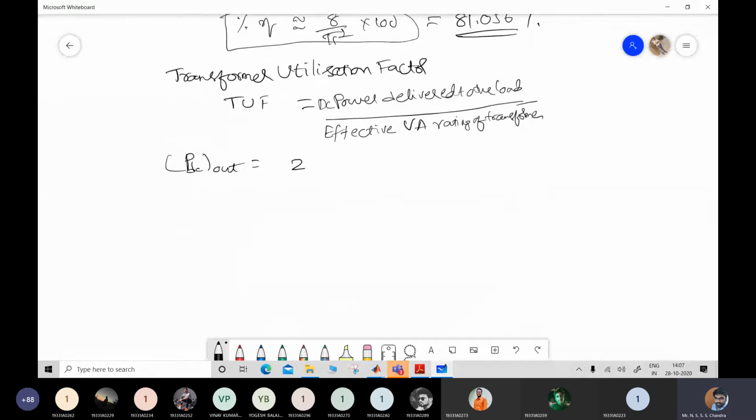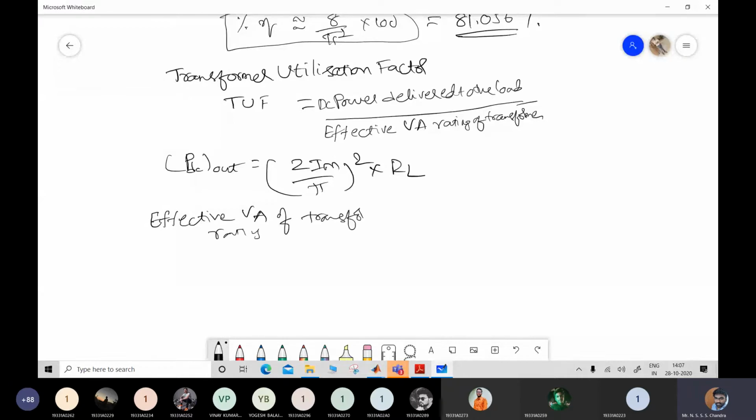This is equal to (2Im/pi) whole square into RL. So next we need to find out the effective VA rating of the transformer. For finding the effective VA rating of the transformer, we first need to find the secondary terminal voltage of the transformer multiplied by the current flowing through the circuit, because the transformer is also in series with the circuit elements.